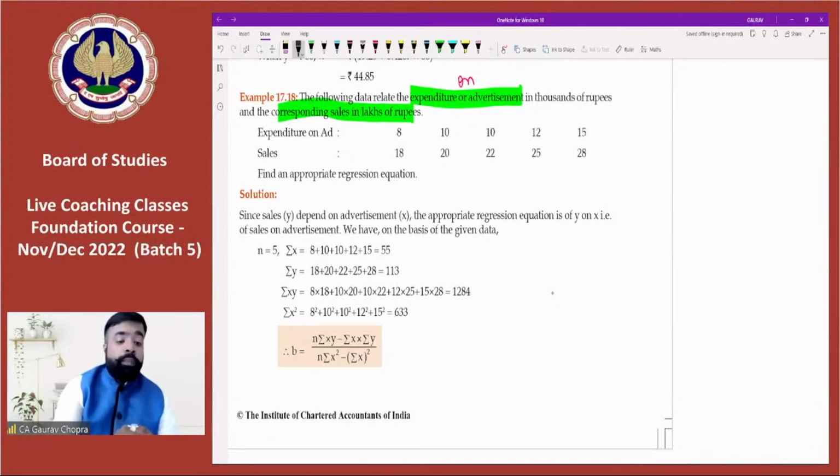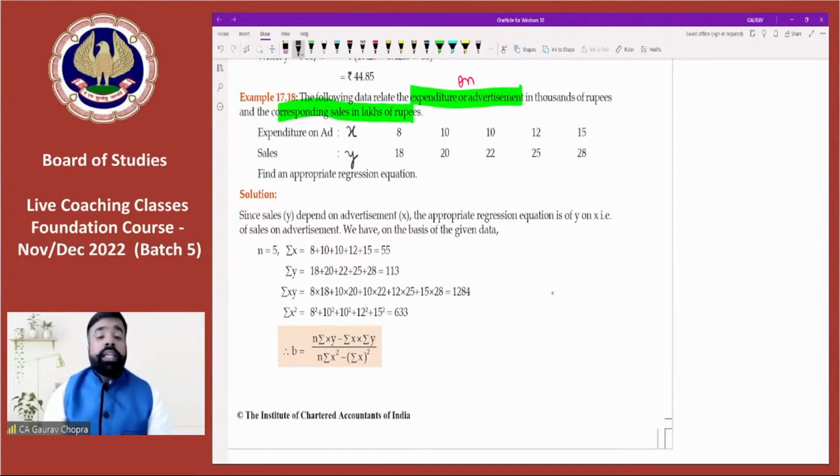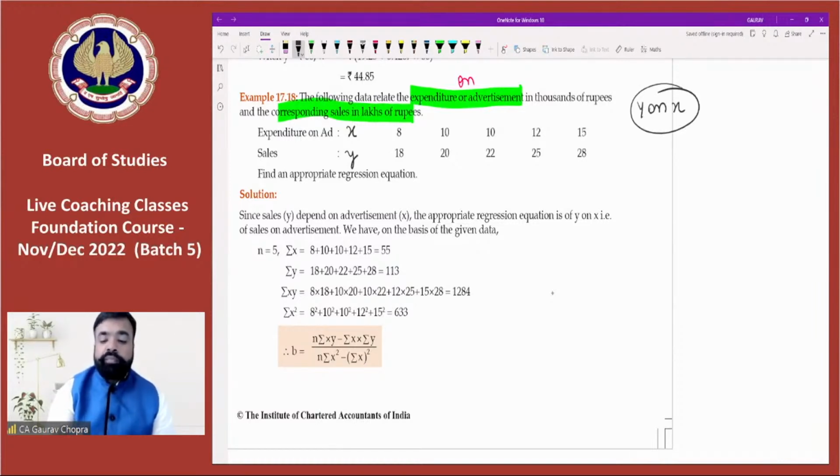Now, appropriate means what? X on Y or Y on X. We have to see which variable is dependent and which one is independent. Expenditure on advertisement and then sales. If we do more advertisement, then sales will increase. That means sales is dependent on advertisement. So if advertisement is X and sales is Y, then Y is the dependent variable and X is the independent variable. So we have to find Y on X.